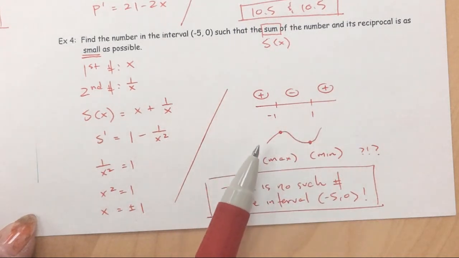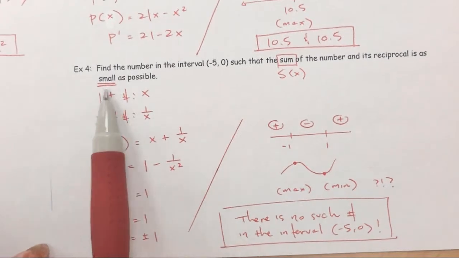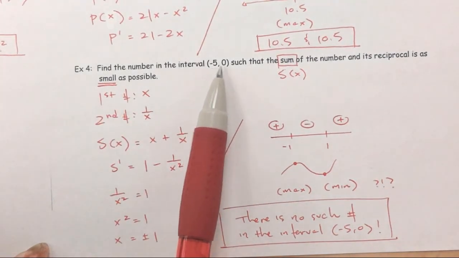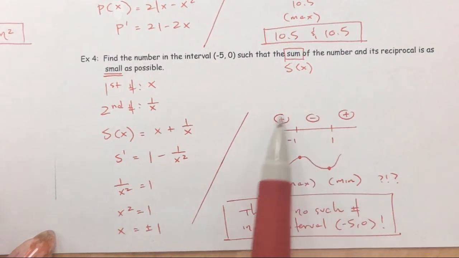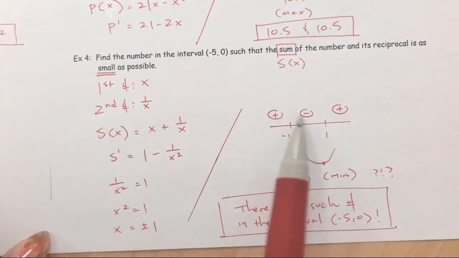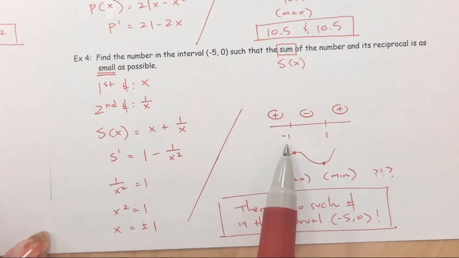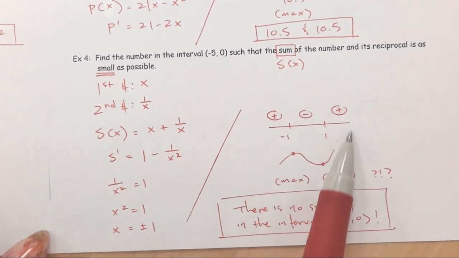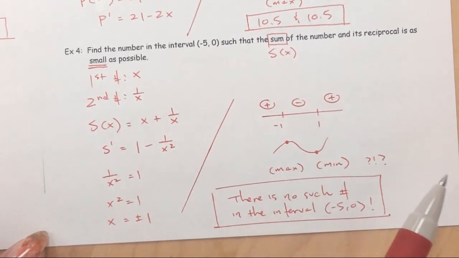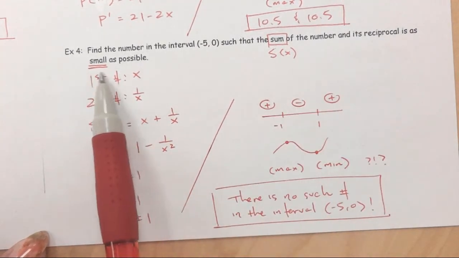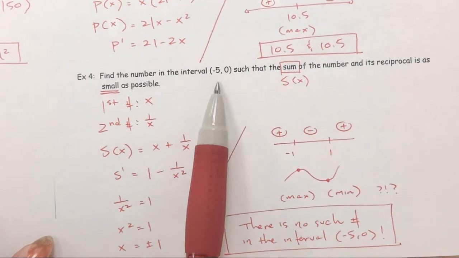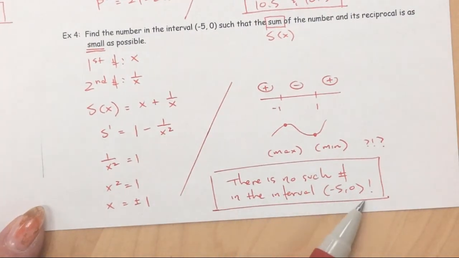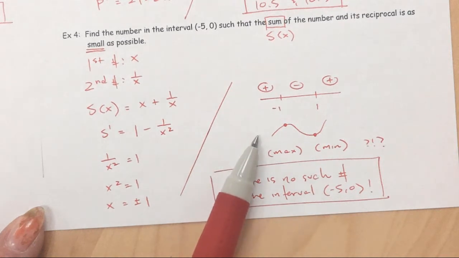So for my interval from -5 to 0, that's my largest possible sum, to do -1 and the reciprocal of -1, which is -1. This is actually my smallest possible, but it's not on the right interval. So there's no such number in the interval -5 comma 0. That's why you want to check your answer.